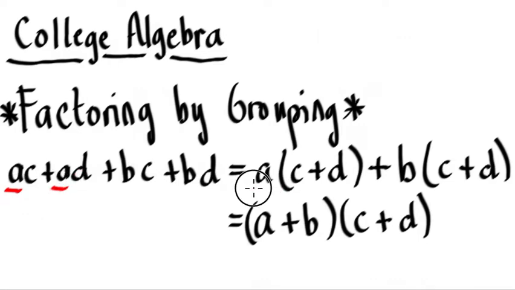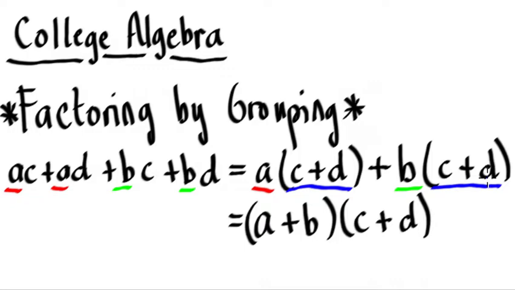So by common monomial factoring, we can get the A out of that. And then on the second two terms, we have the B here and the B here. Therefore, by common monomial factoring, we can get the B out of there. But notice that we now have C plus D on this right-hand side, and C plus D over here. So this is now a common factor. Though it's not a monomial, it's one grouping of terms.